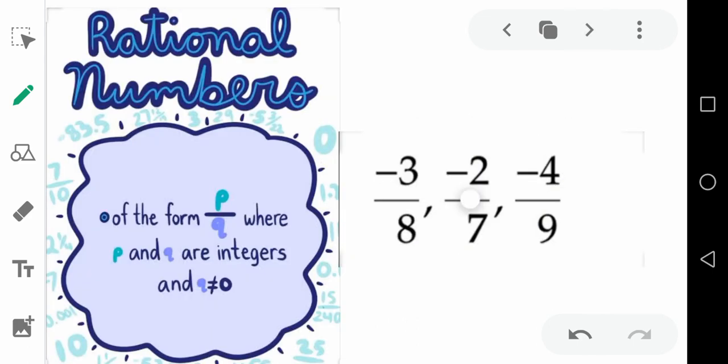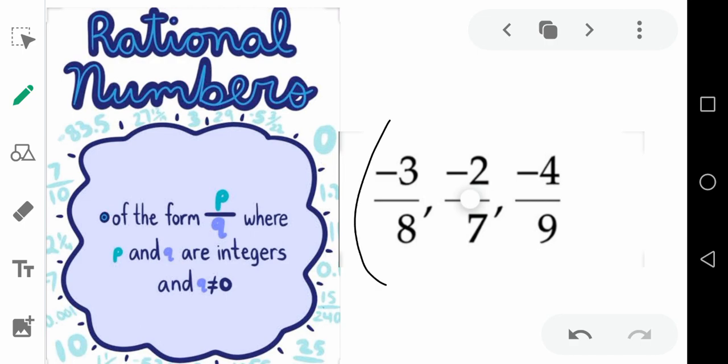Now coming to the next type of numbers, that is rational numbers. Rational numbers means the numbers which can be written in the form p by q. It means if I take any number, and if I can write it in the form p by q, where p and q are integers and q is not equal to 0.